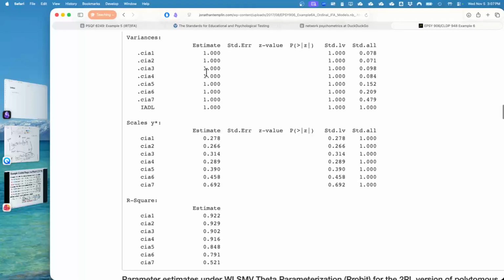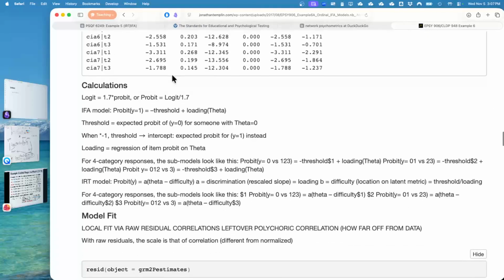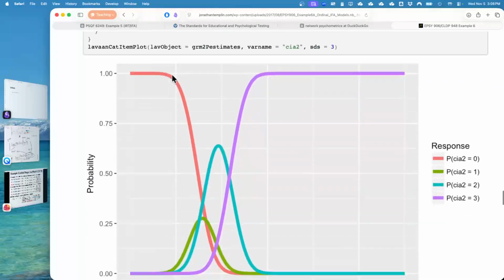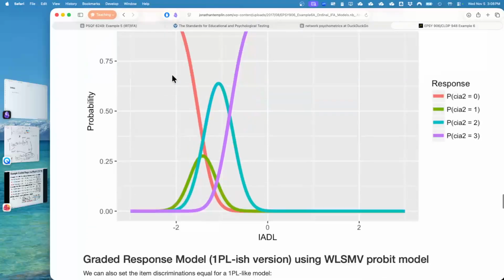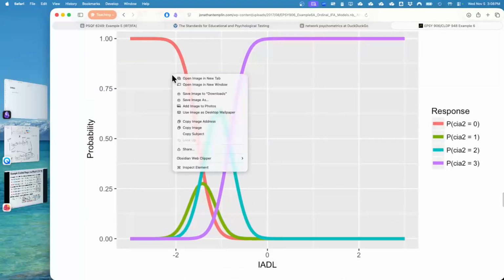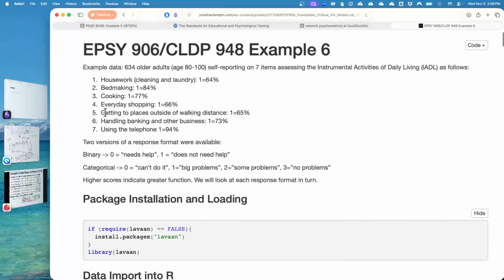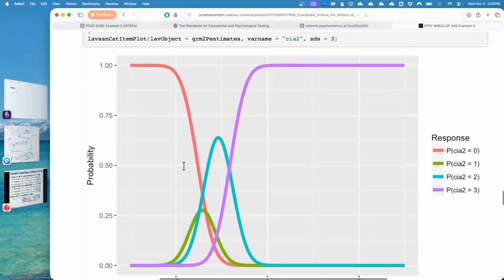So let's do some interpretation of those items. We can look at the model fit, but I really want to look at the item plots here. This item plot is the second item. So what do we see on the second item? The second item is bed making: can't do it, big problems, some problems, or no problems.